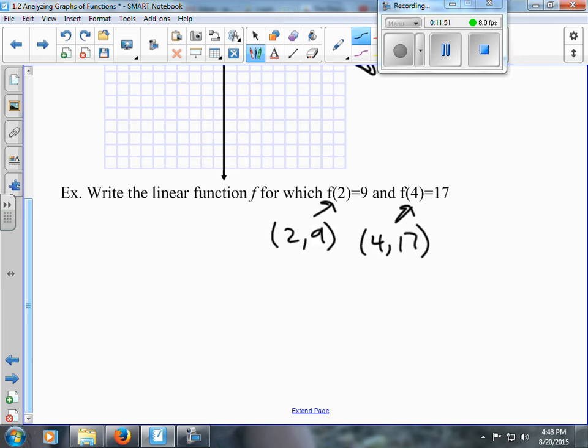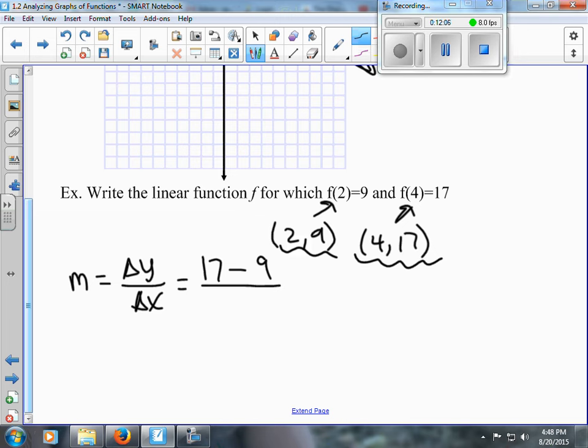We have 2 points here, but we need the slope. So to find the slope, I'm going to do change in y over change in x. Just keep your first point the same. So let's make this the first point and this the second point. So I will do the 17 minus 9, change in y values over the change in x values, over 4 minus 2. This is 8 over 2, that's 4. So I have a slope of 4.